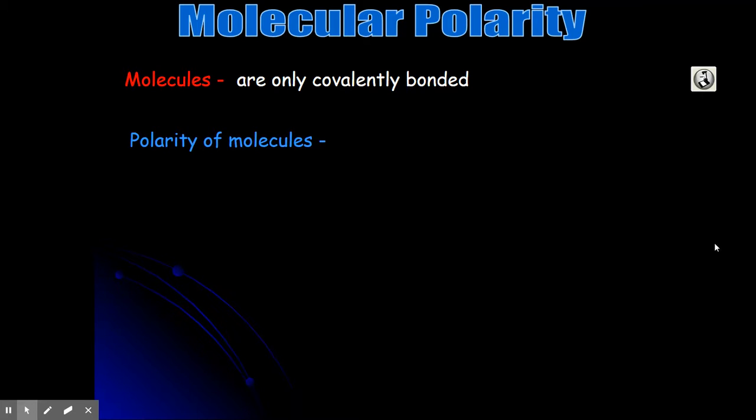So molecules can be polar. This is not terminology that I come up with. Chemistry people back in the day came up with this term, polarity of molecules, and then they use the terms polar bonds and nonpolar bonds. They do not mean the same thing, and this is one of the biggest things you have to get straight in your head.